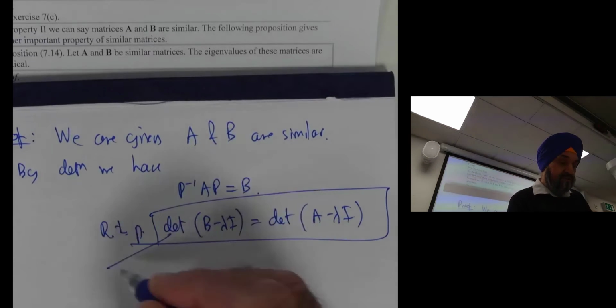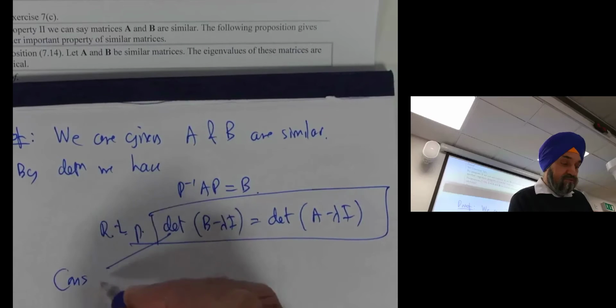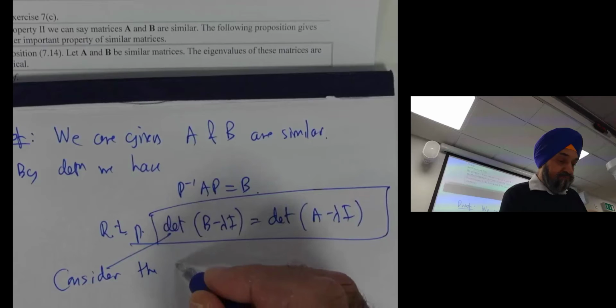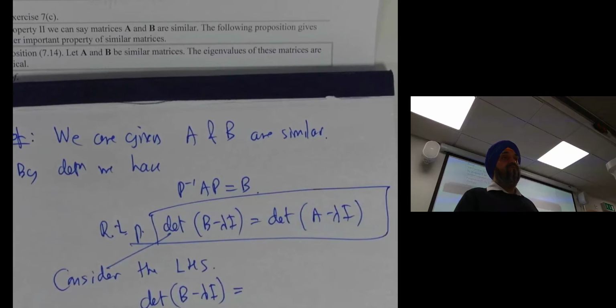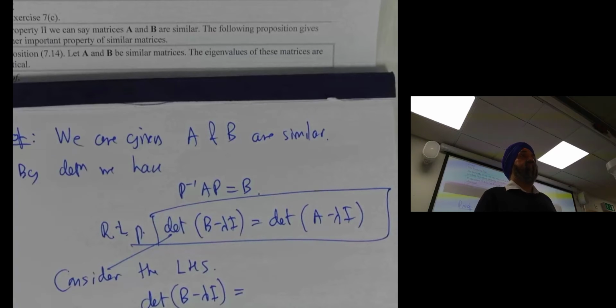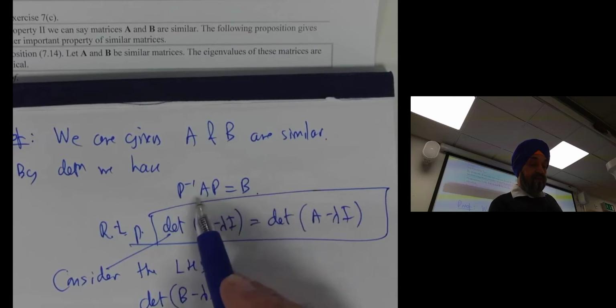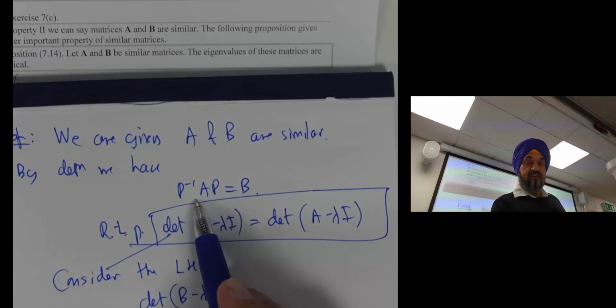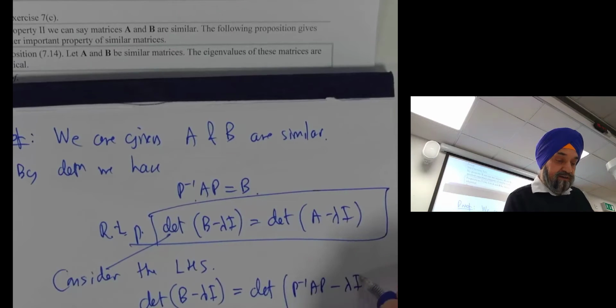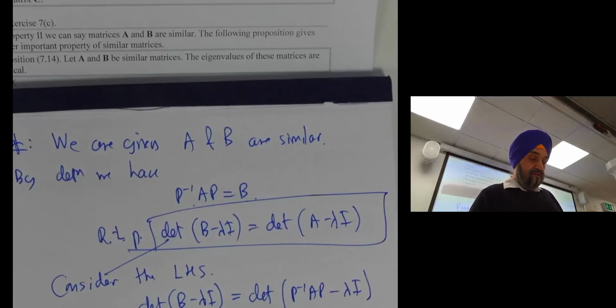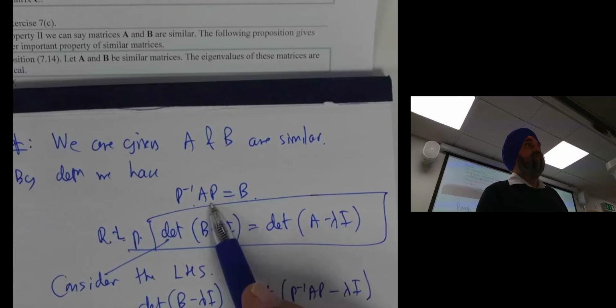Look at the left-hand side. Consider the left-hand side. We've got the determinant of B minus lambda I. What can we do with this? Well, B is equal to this, isn't it? We're told B is equal to P minus 1 AP. So we can say this is the determinant of P minus 1 AP minus lambda I. We can write that, can't we? That's what I've substituted.